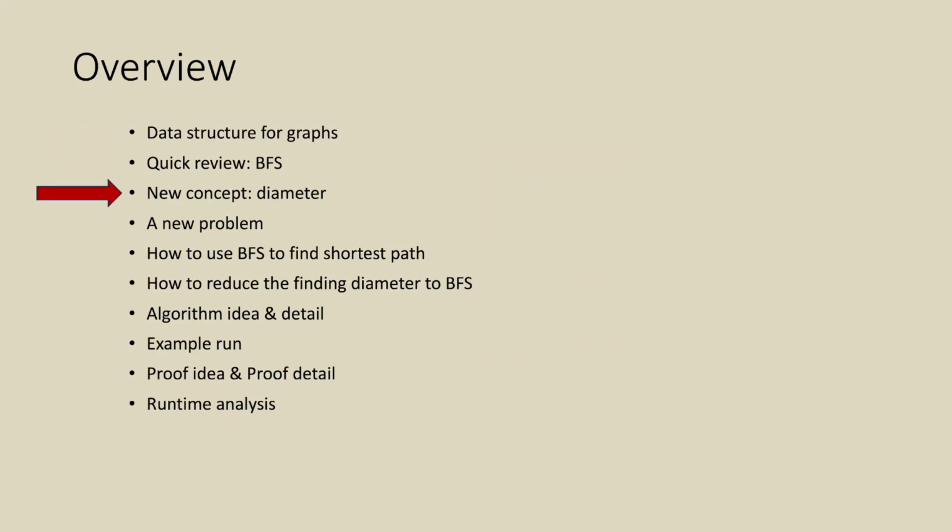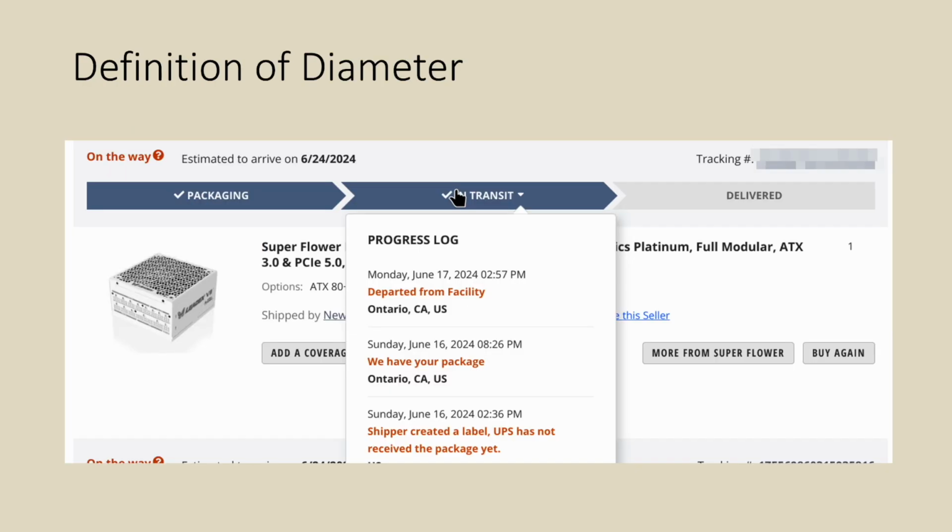Now let's look at an interesting new concept in graphs, diameter. This is a screenshot of a new power supply I bought on Newegg. 850 watt, a solid power unit enough for an NVIDIA 4080 video card and a 32-thread AMD CPU. Everything's great, but the seller is located in Ontario, California, not Ontario in Canada. And it takes over a week from California to Buffalo, New York if I choose free shipping.